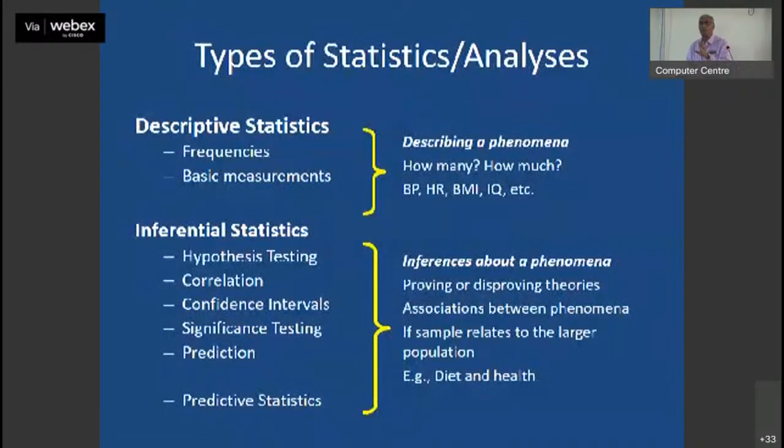These are two very important concepts of research one has to remember: descriptive statistics and inferential statistics. And they are not competitive to each other. They are complementary to each other.